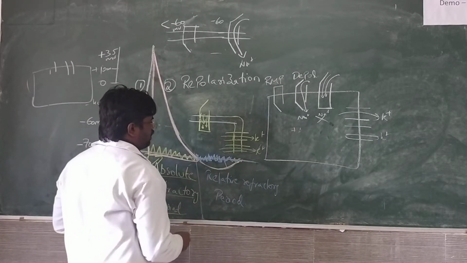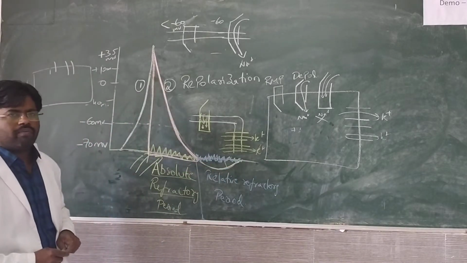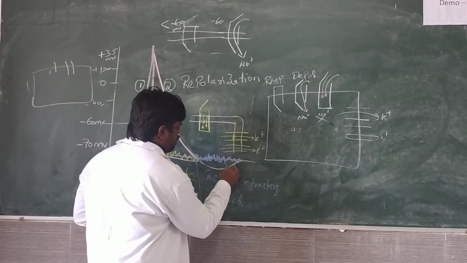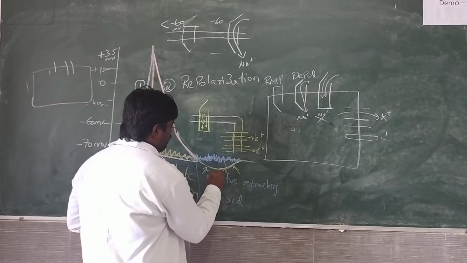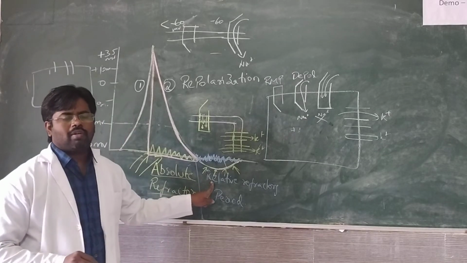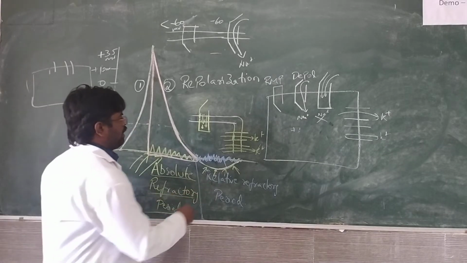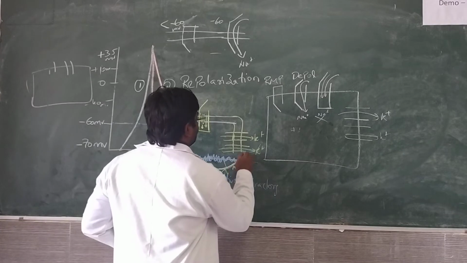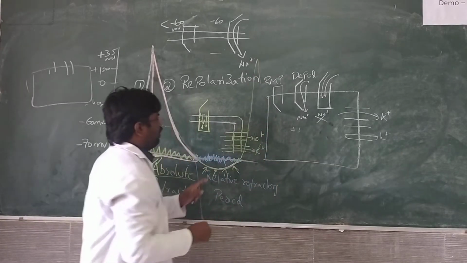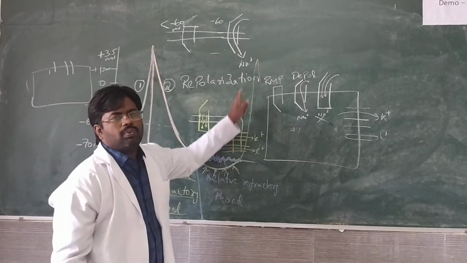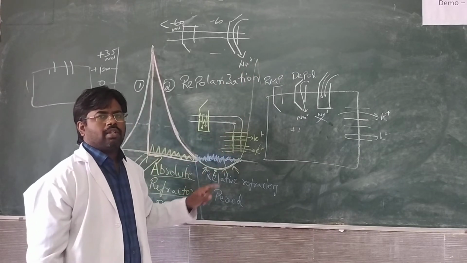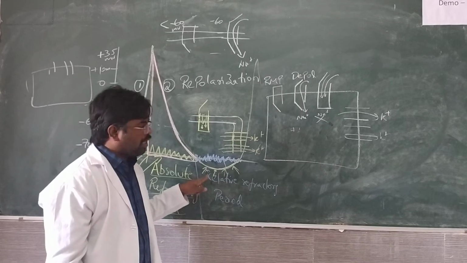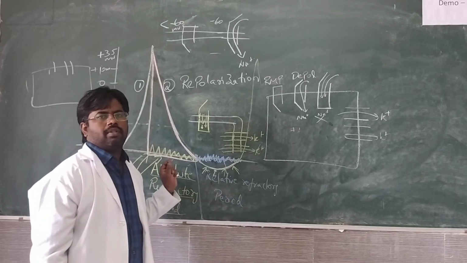So during this phase, if you give any kind of stimulus, that means if you give a threshold level stimulus, this can lead to initiate another action potential here. So this we call it as relative refractory period.